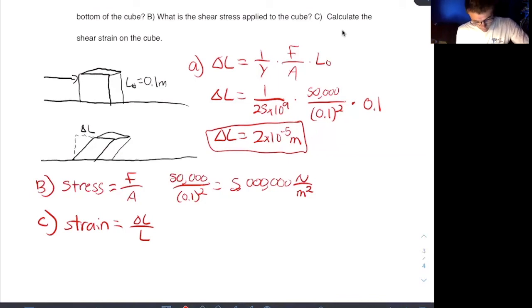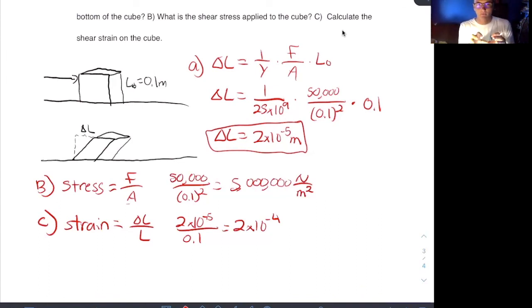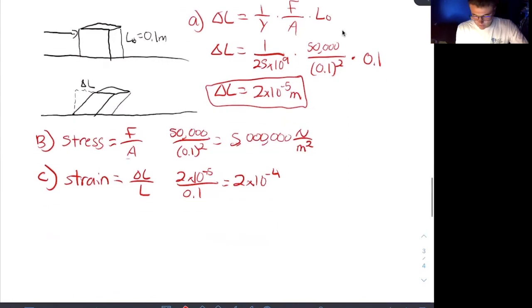So we know that the change in length is that, and then the initial one is 0.1. So when we calculate it, that gives us 2 times 10 to the -4, right? Yeah. So that's the strain. That's how much strain we exerted, right? After the fact, that's how much the displacement of our object had. And these two are related actually. So Young's modulus.